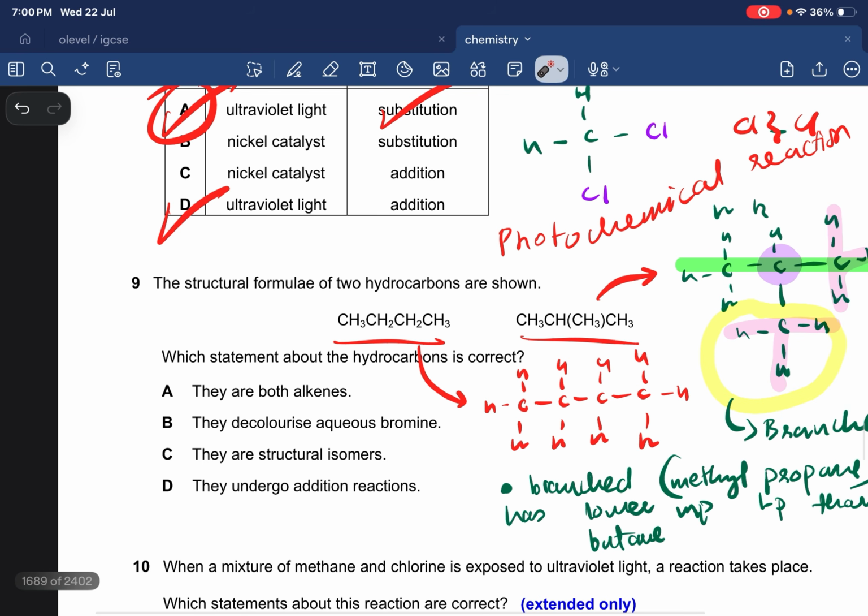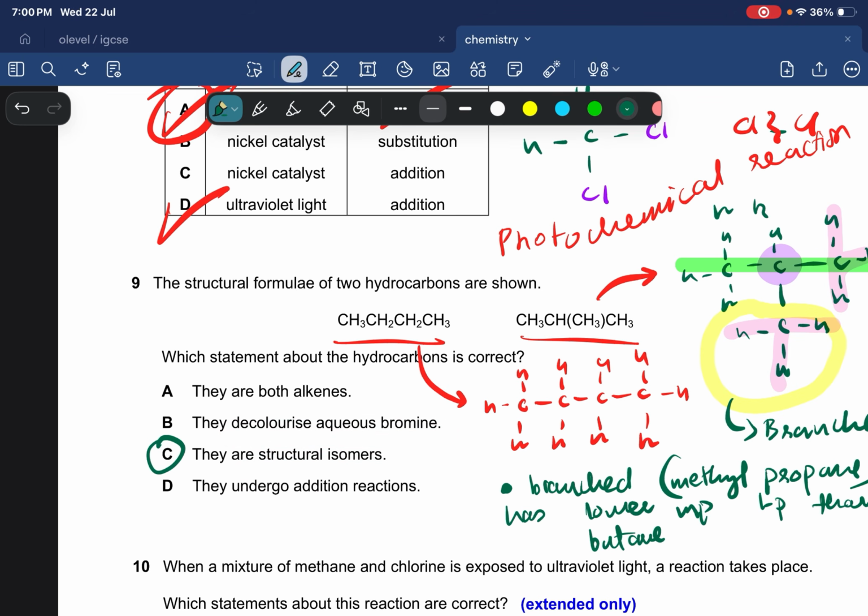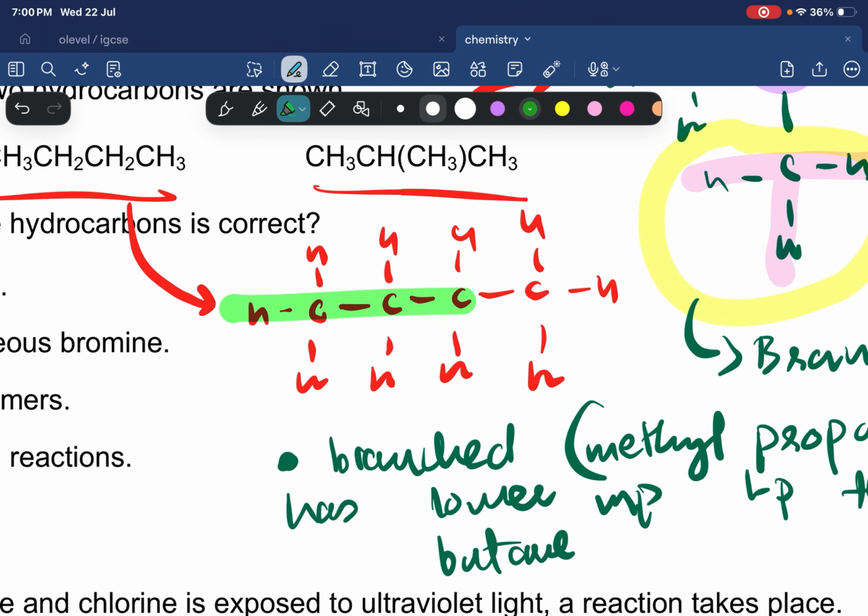Okay. Which statement is correct? They're both alkenes. How can they be alkenes? There's no carbon-carbon double bond. There's no unsaturation. They decolorize aqueous bromine. That's a characteristic property of an alkene, not an alkane. Both are alkenes? No. Their being structural isomers is correct. One is butane, all 4 carbons in a straight chain.